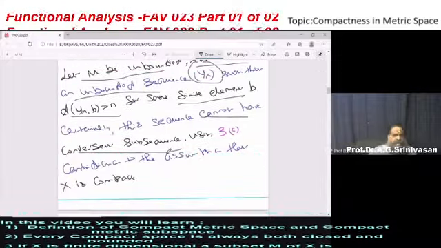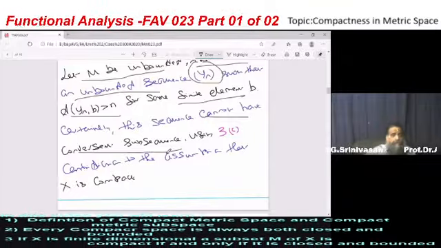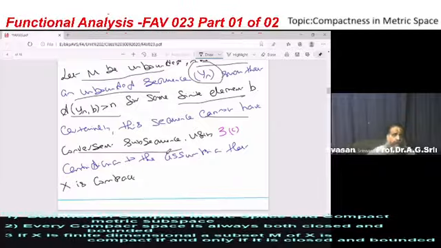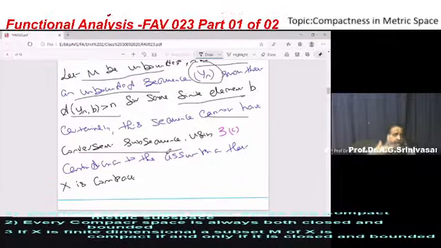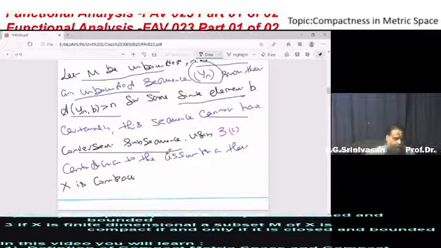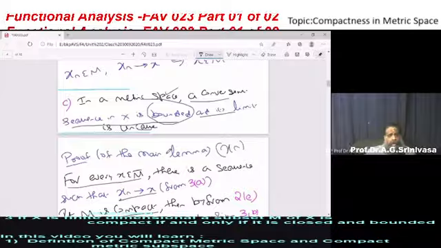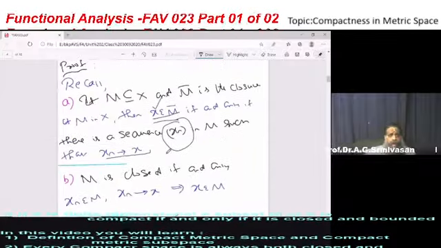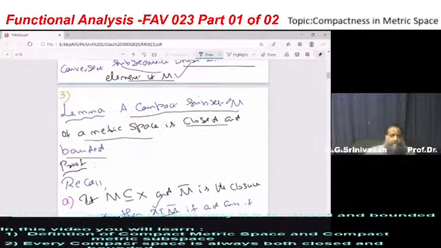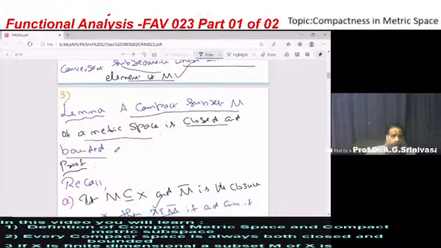So the proof is hardly a few seconds. But to prove it requires the previous results about the limit of a compact space, and convergent subsequence properties and so on. Okay. So what we proved now is that a compact subset of a metric space is closed as well as bounded.